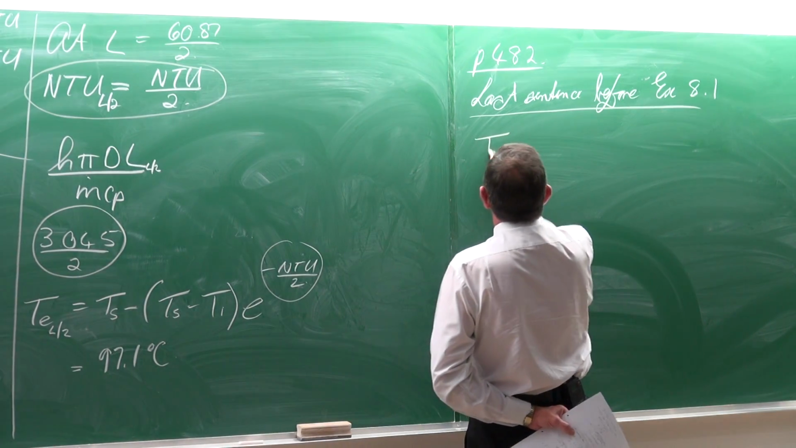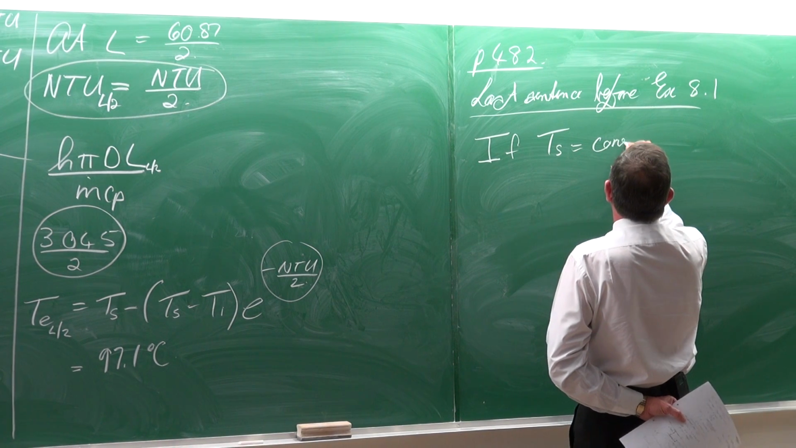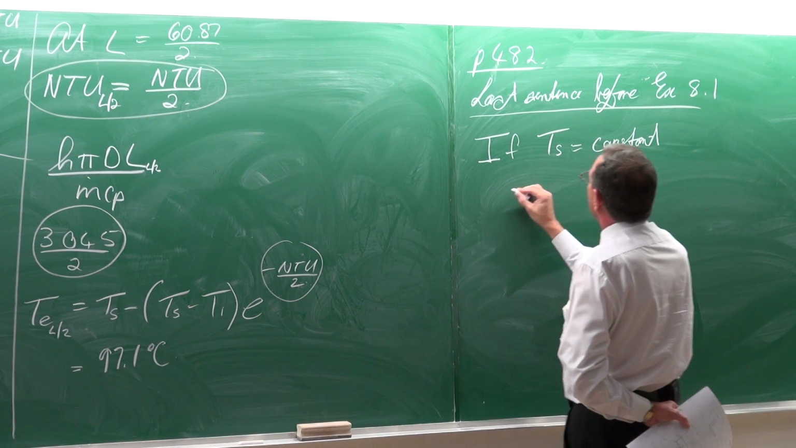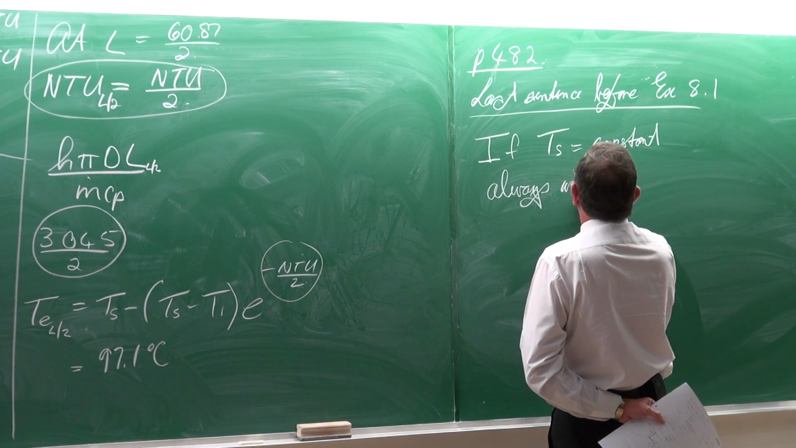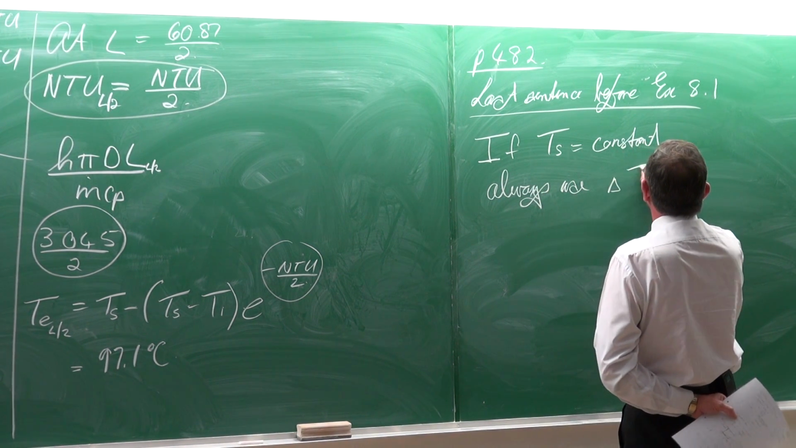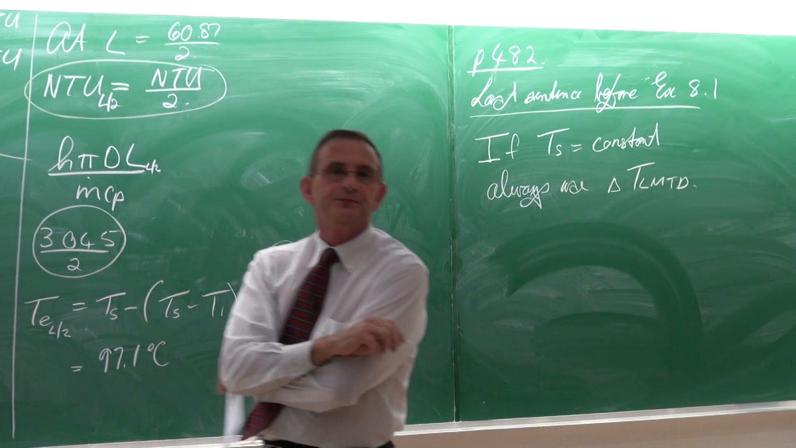Okay, so what it says is if Ts is equal to constant, always use LMTD. Okay.